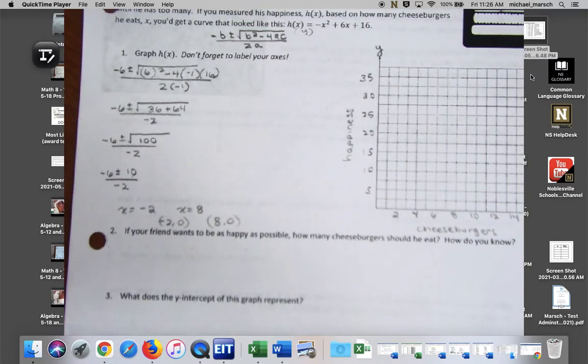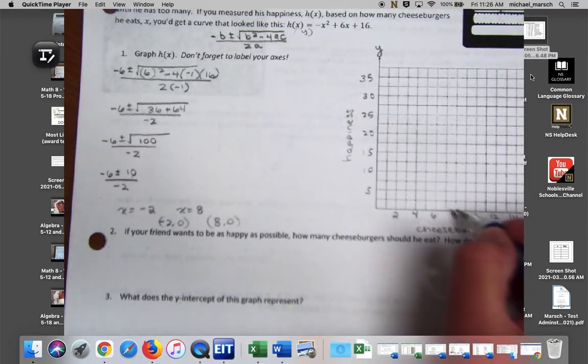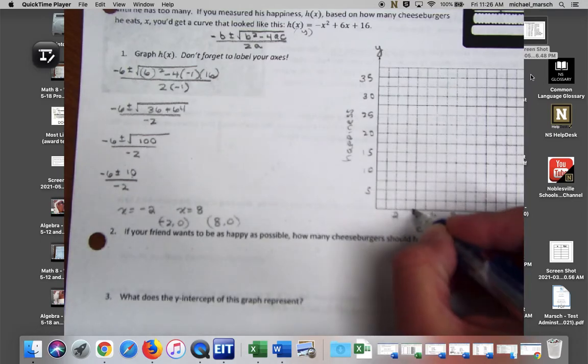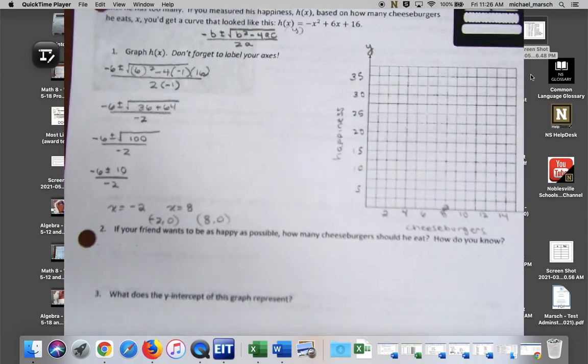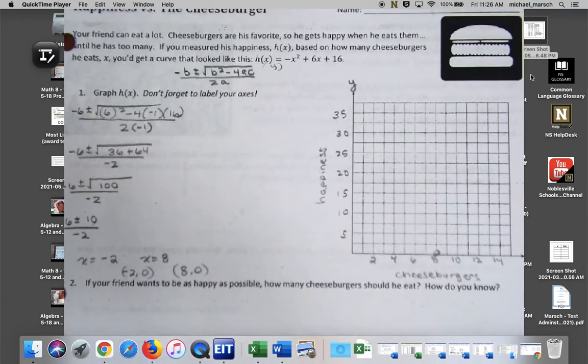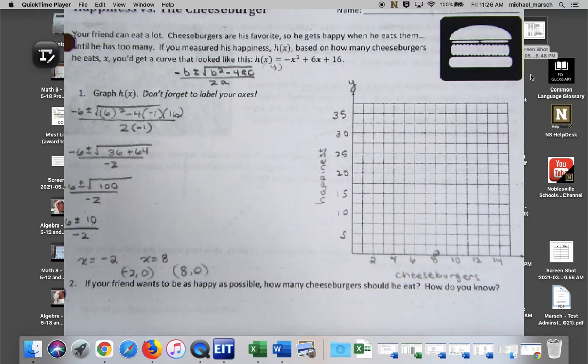We can't graph negative 2, 0, right? That doesn't make sense with this scenario. We have no way of measuring negative 2 burgers, right? So we're going to plot our other x-intercept at 8. So when you're doing quadratics with a scenario, sometimes it'll make sense to put the x-intercept, sometimes that x-intercept won't make sense, and that's fine, we just move on.